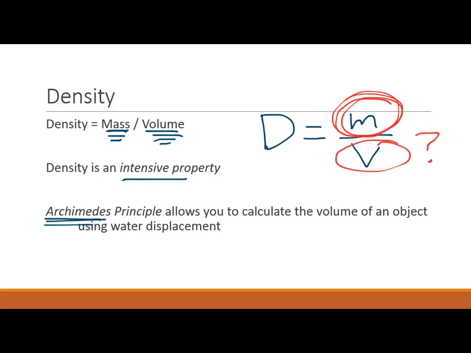How do you calculate the volume of something? Now, he could have taken the crown and pounded it into like a cube and then done length times width times height, and that's how you calculate the volume of a cube. But the king would probably execute him for messing up his crown, so he needed another method to figure out the volume.